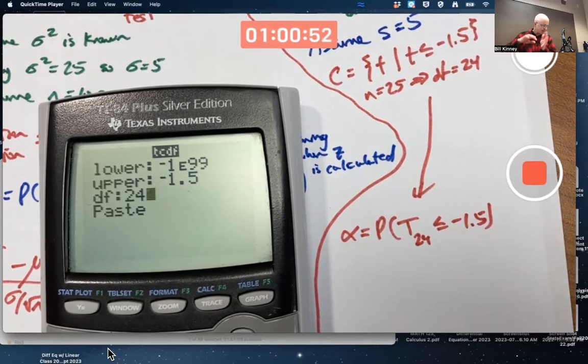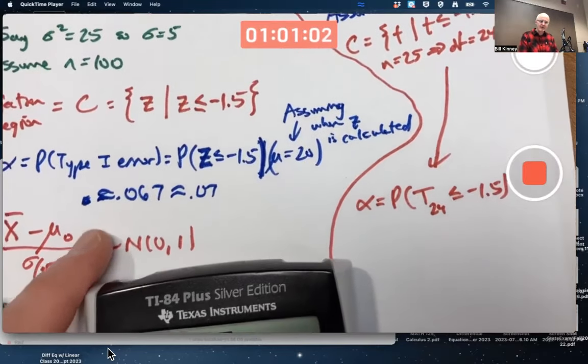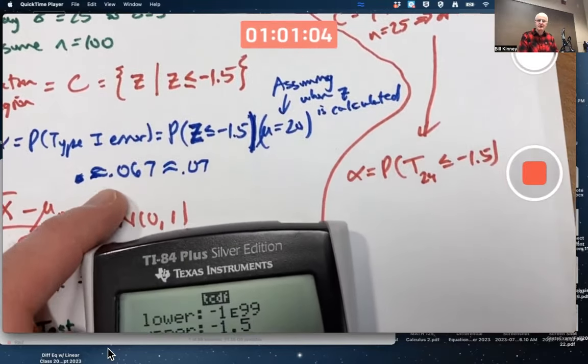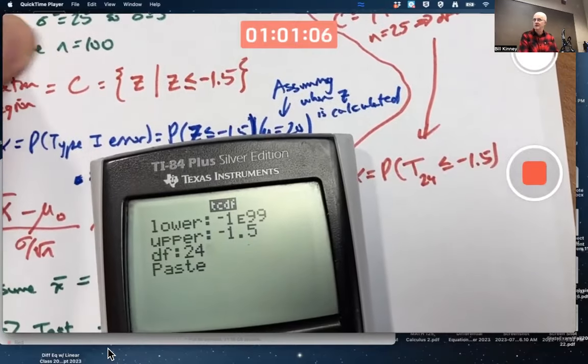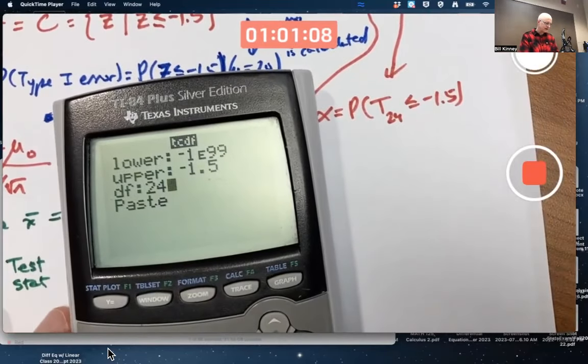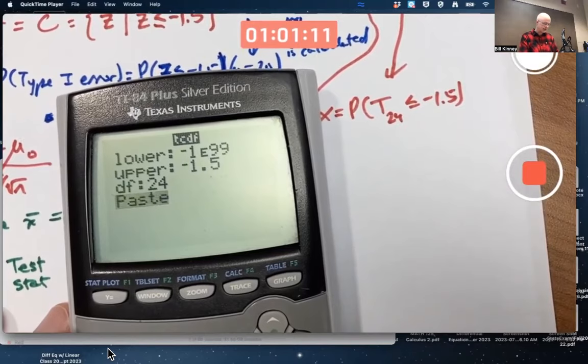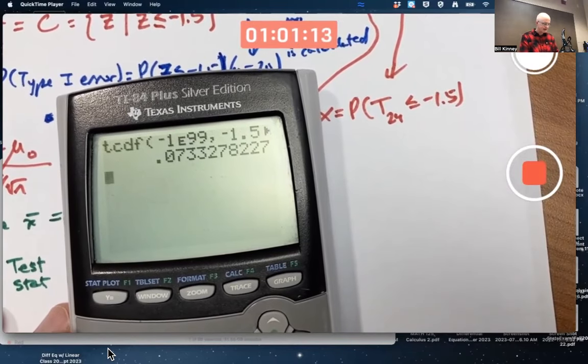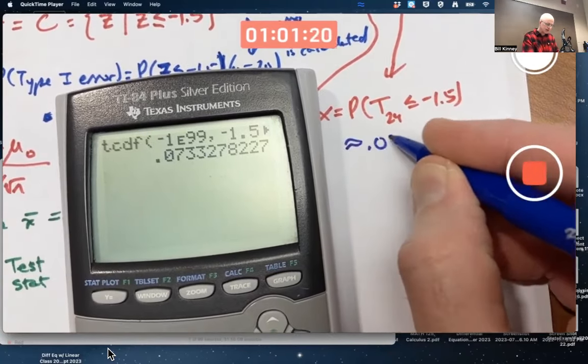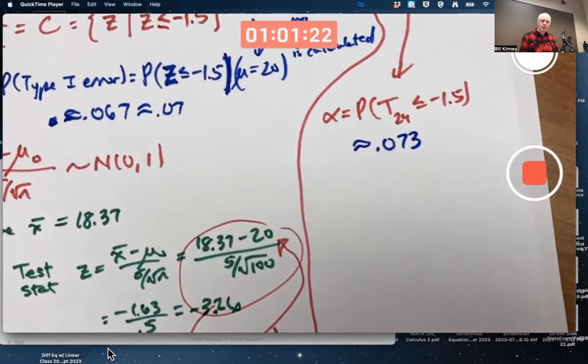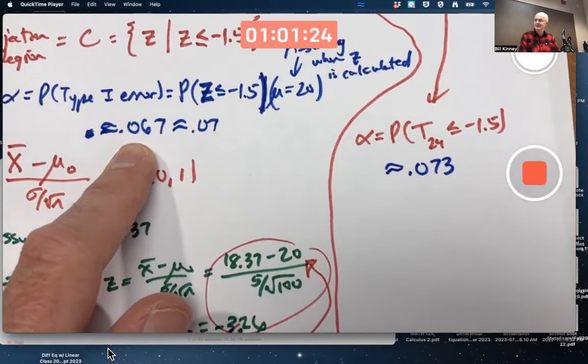So because of that, we should expect more area to the left of negative 1.5, less area in the center, more area at the tails than we did with the normal. With the normal, we got about 7%, 6.7%. We should get something slightly bigger here. Maybe not big enough to still not round to 7%, but let's see. It still does round to 7%, but if you round to 2 decimal places, it's 0.073, whereas this one was about 0.067.